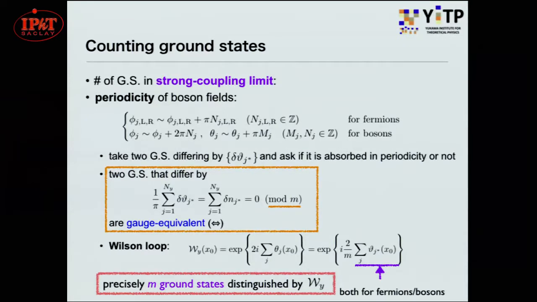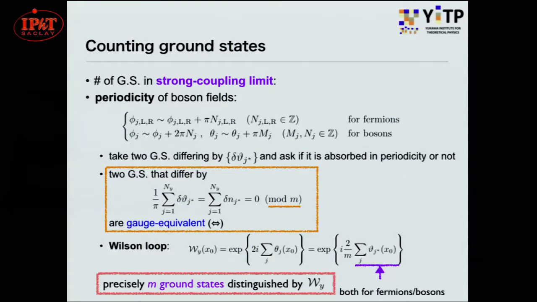Okay, so the answer is very simple. The calculation is very interesting, but it's a bit lengthy and complicated, so if you are interested, please ask later. So this is the answer. Two ground states that differ by this delta around theta, which sums up to M0 modulo M pi, are actually gauge equivalent to each other. And the converse is also true, right? So this gives you a criterion for counting the correct ground states.